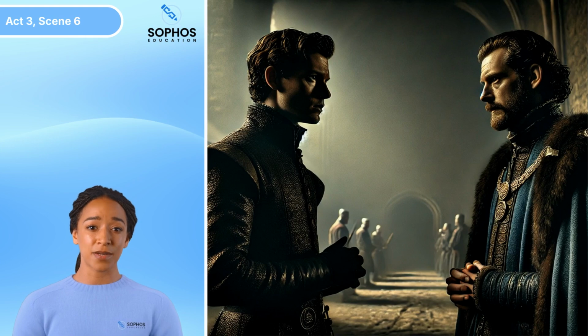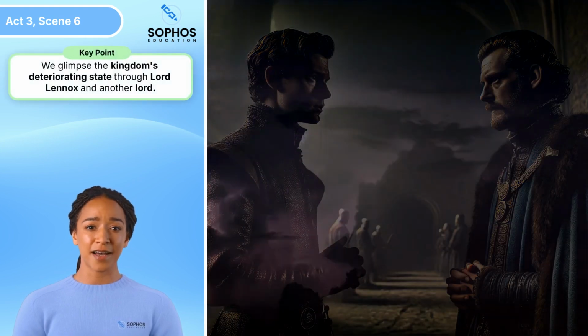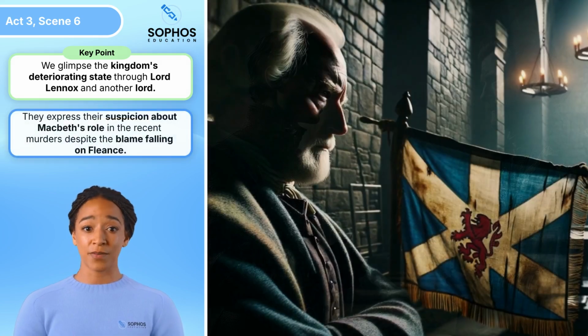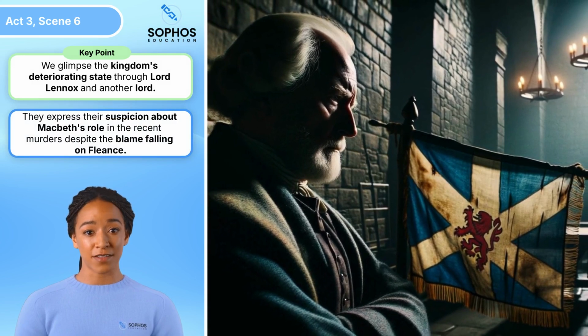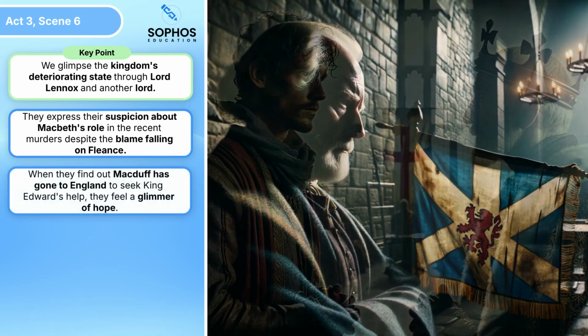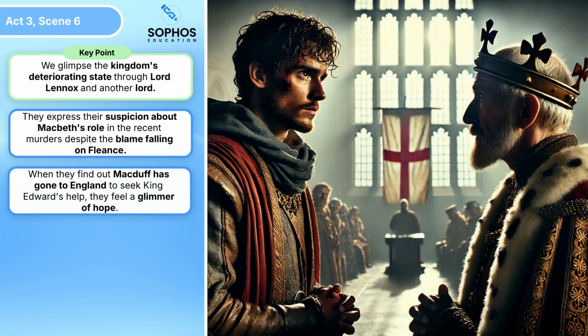Finally, in scene 6, we glimpse the kingdom's deteriorating state through the conversation between Lord Lennox and another lord. They express their suspicion about Macbeth's role in the recent murders, despite the official blame falling on Fleance. When they find out Macduff has gone to England to seek King Edward's help, they feel a glimmer of hope that Scotland can be rescued from its current state of despair.